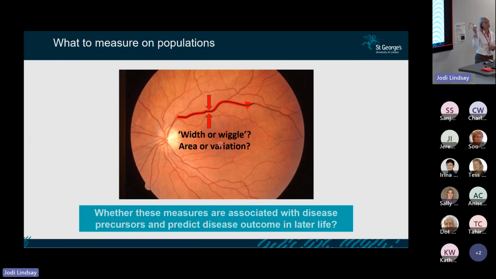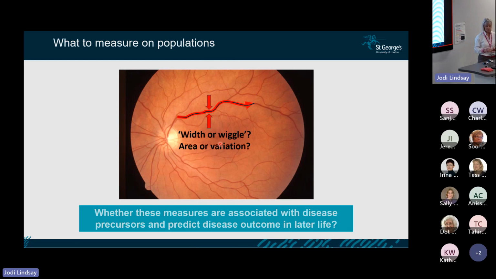Well, there's a lot of evidence already published many years ago about the vascular changes associated with severe hypertension and cardiovascular disease. So things like narrowing of the vessels, nipping of the vessels, sclerosis and things like that. That's actually once disease has already occurred, and they are the sequelae of the disease. So what we're interested in is trying to find measures of the vessels that might be important precursors of disease occurrence, so that we can actually predict disease outcomes later in life.